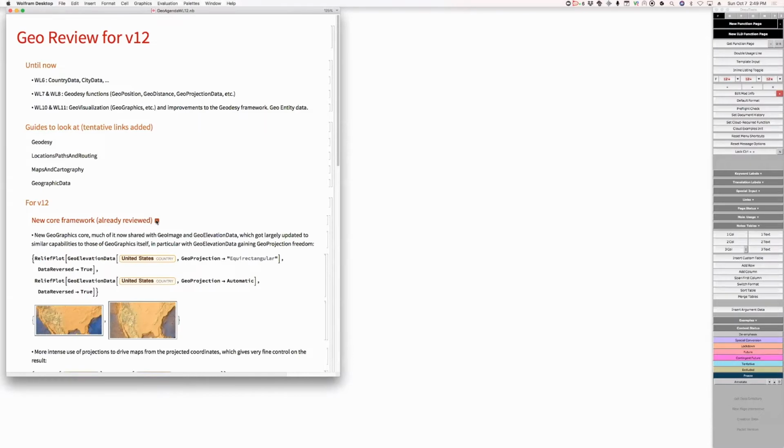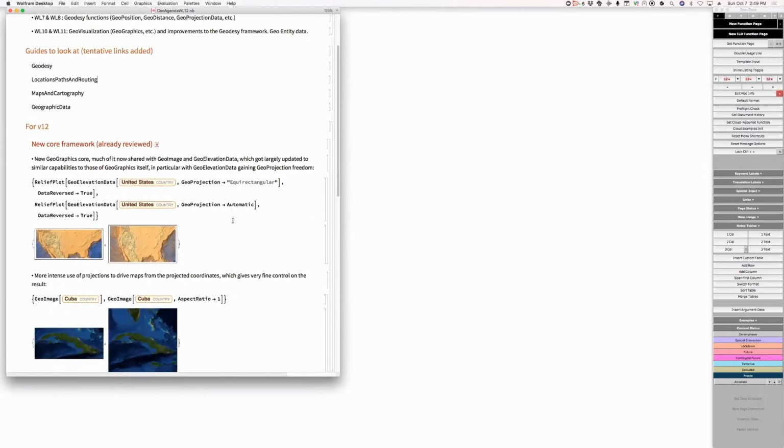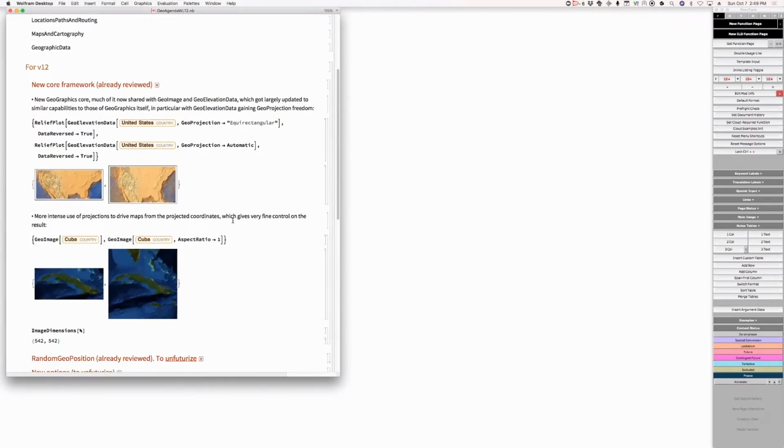New core framework. Yes, so we have seen this already. The main thing here was to upgrade GeoImage and GeoElevationData to be as powerful as GeoGraphics. So they have many new options now. And are those all on the pages? Yes.